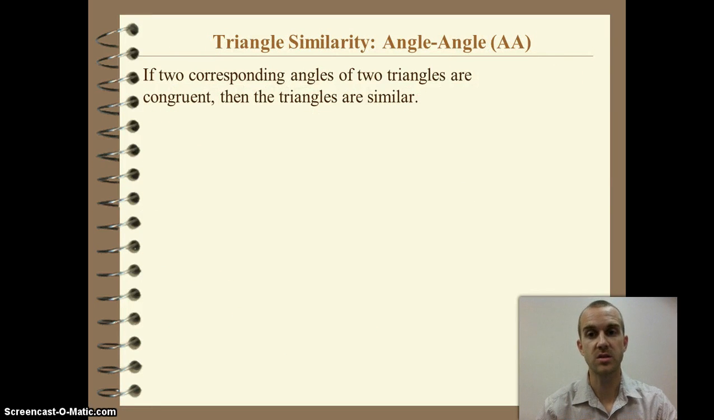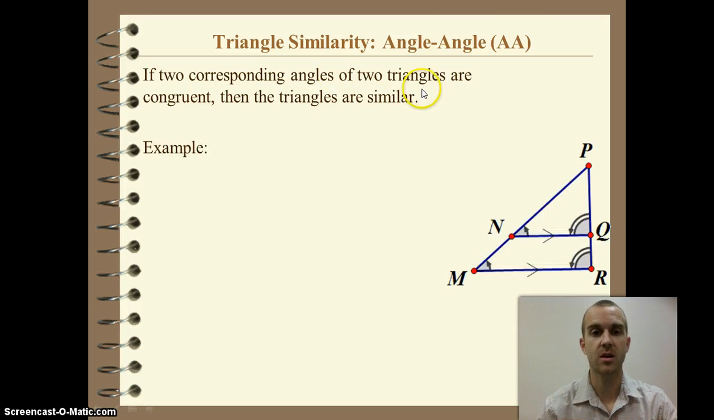And the third method we use is called angle-angle. Also, we call it sometimes the AAA, but you can get away with just 2 because if you know 2, you automatically know the third angle. So if we know that 2 angles that are corresponding are congruent, then the third one must also. Therefore, the triangles are similar.